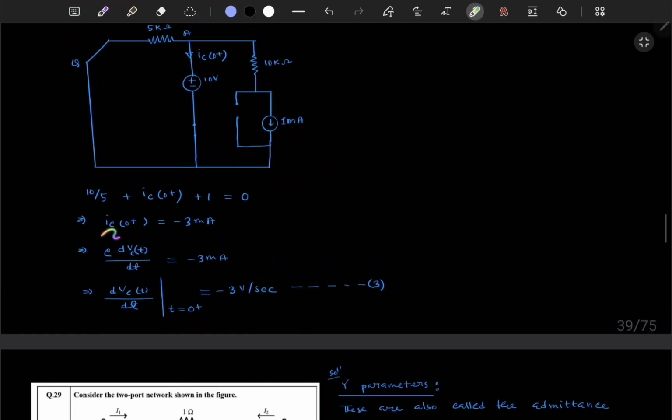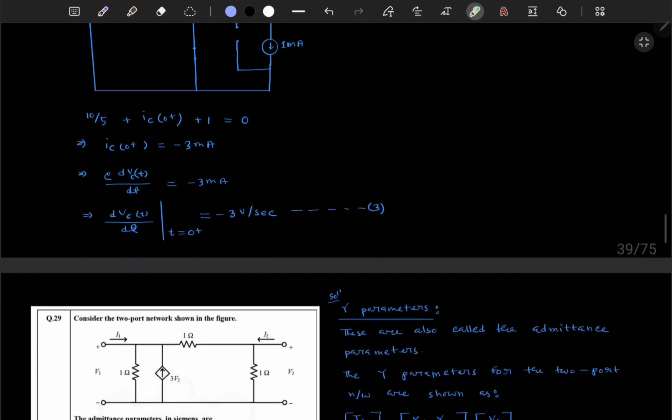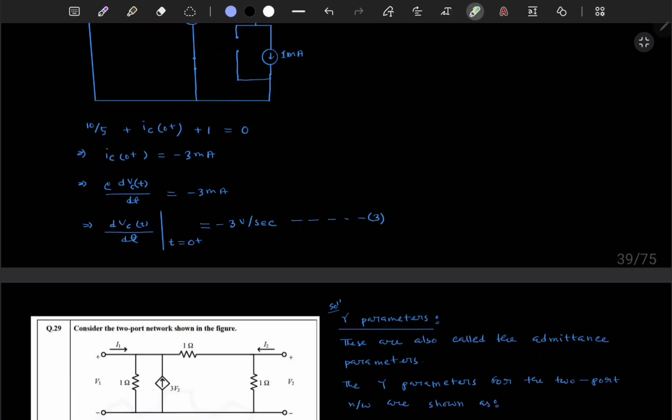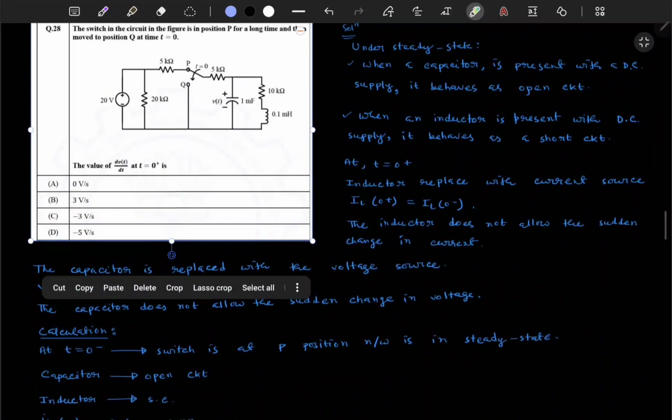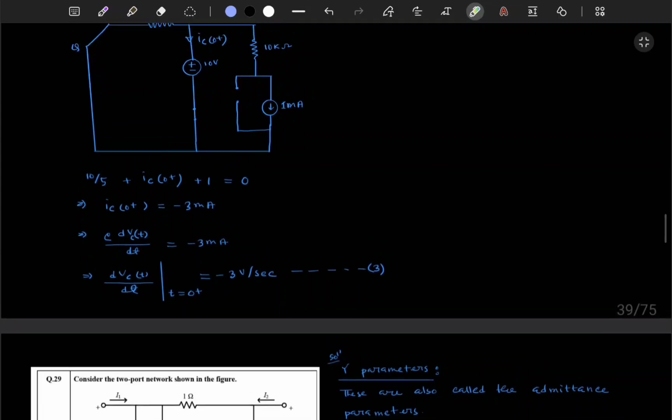So IC, the capacitor current, we can write like this: C dVc(t)/dt. So this is equal to -3 milliampere. So at t equal to 0 plus it will be -3 volt per second. This only we need to find out. So the answer is -3 volt.